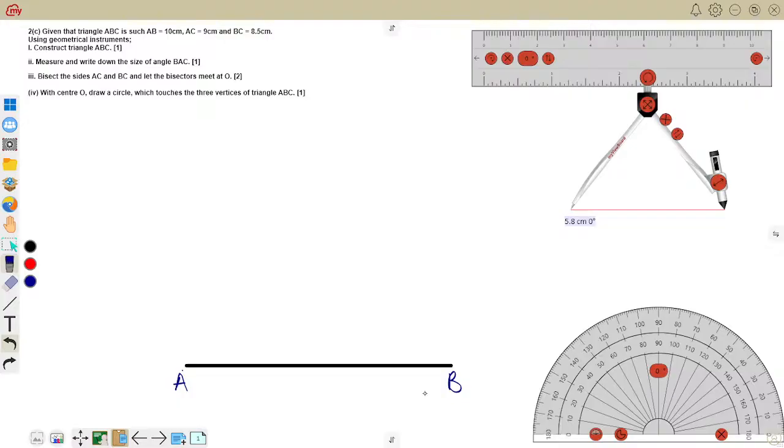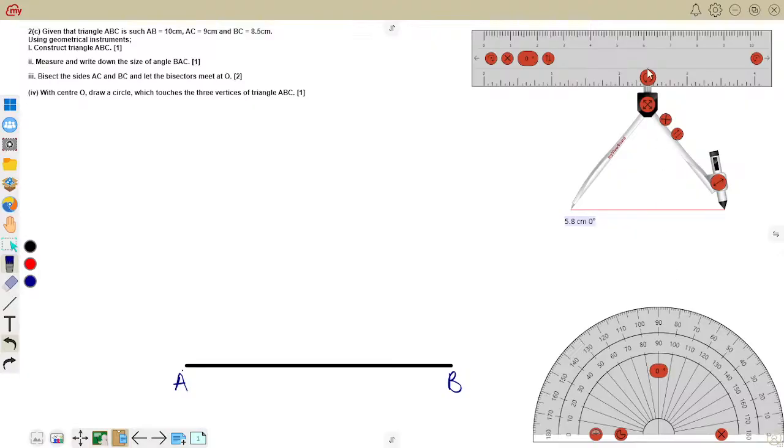So how do we do this? We don't even know the angle at A. If we consider the angle BAC, we don't know the size of that angle, so for us to draw that line would be very difficult. So what do we do? What we need to do is get the compass.